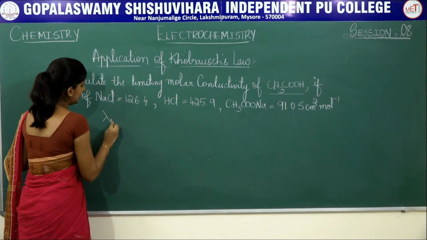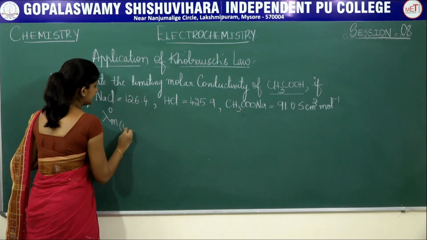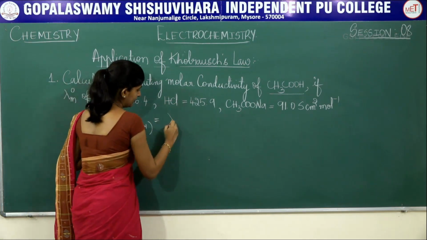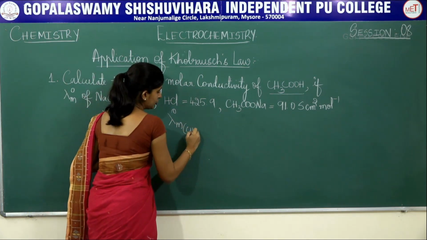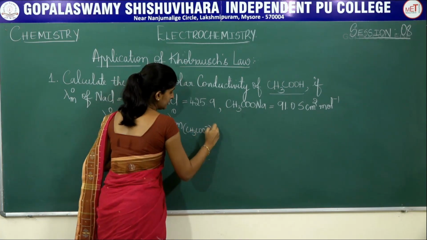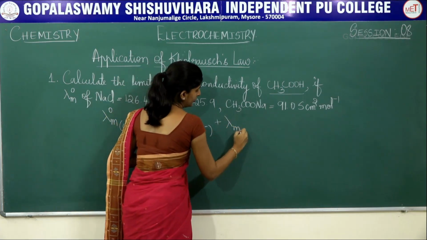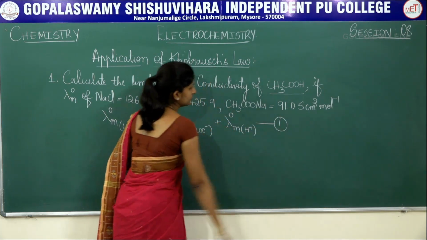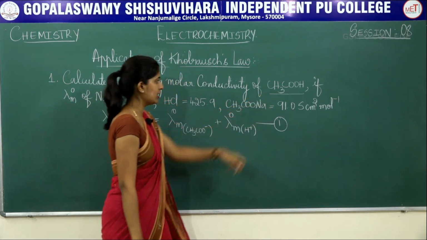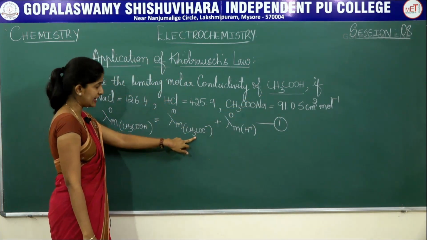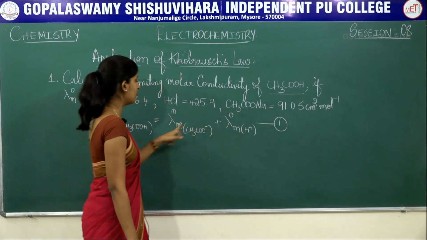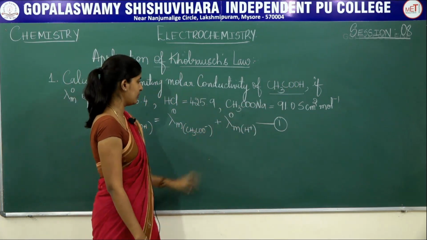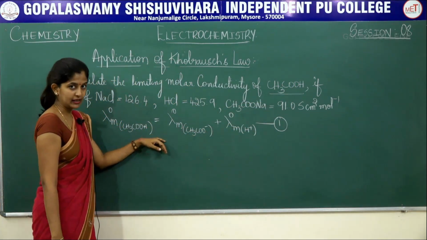So first let us see what you have to calculate. Very simple, you have to calculate lambda m naught of acetic acid, that is I can write this as lambda m naught of CH3COO minus plus lambda m naught of H plus. Say this is your first equation. So acetic acid has a cation and an anion. Anion is your acetate ion and H plus is your cation. So it's the sum of both, since there is only one of each ion, so only 1 multiplied by 1. So this is the equation I wanted finally.